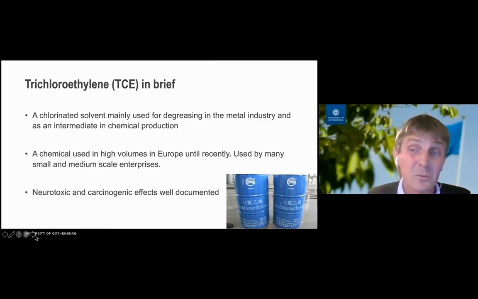And it has also been used by many small and medium scale enterprises, posing specific risk to health for workers. And it is also a substance I've learned, after talking to Joel Tickner and his group, that it's still widely used in the US and that you are planning or actually reevaluating the risks with TCE. And the neurotoxic and carcinogenic effects are well documented.